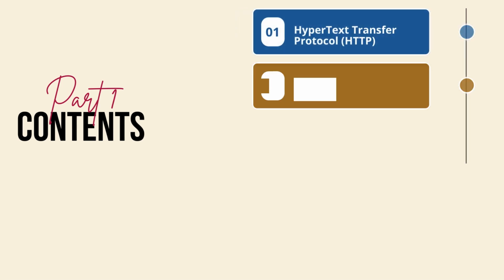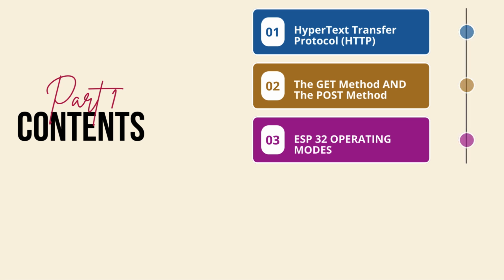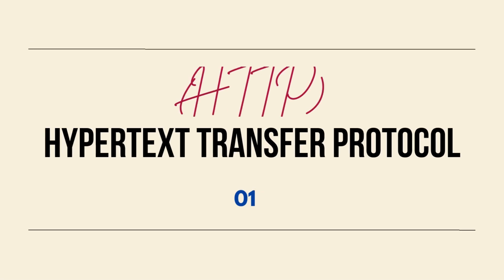What are the contents? First, Hypertext Transfer Protocol, HTTP. Second, the GET method and the POST method. Third, ESP32 operating modes. Let's look at the Hypertext Transfer Protocol.